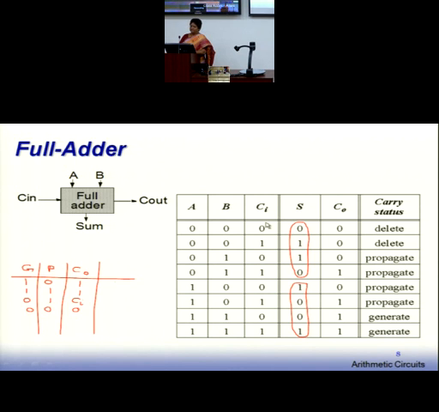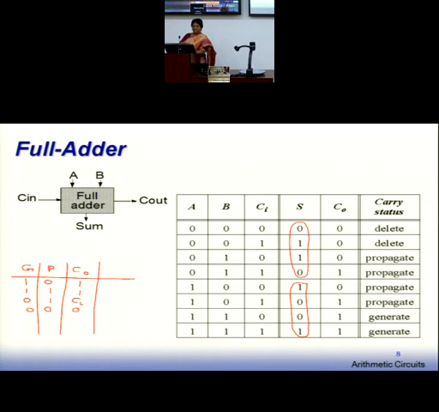You may have a carry in 0 or 1. Depending on the AB combinations, you can find out this is the final output for sum and this is the final output for carry. Anybody can say this requires an XOR implementation, this requires an XNOR implementation, this requires which implementation? NAND, and this one? So a combination of these two will yield C0.